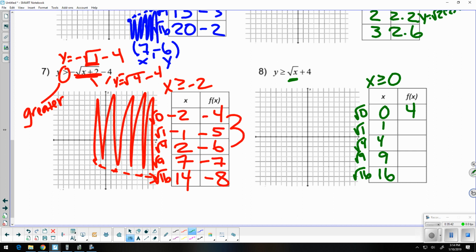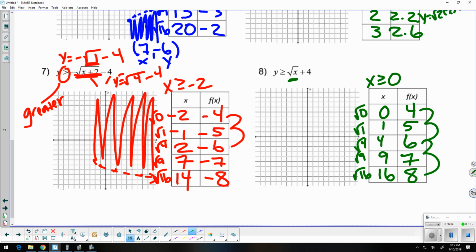So when we plug these numbers in for x, the square root of 1 plus 4, that'd just be 5. Square root of 4, which is 2. 2 plus 4 gives me 6. So they keep increasing by 1 each time. If I plug in 9, square root of 9 is 3. 3 plus 4 is 7. And then square root of 16 is 4. 4 plus 4 is 8. So you can see it just keeps continuing that pattern.